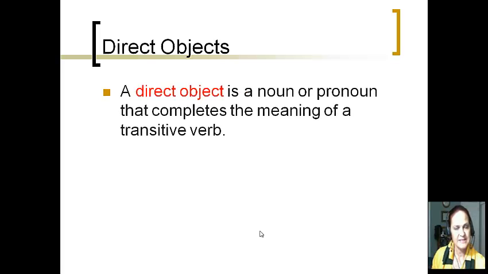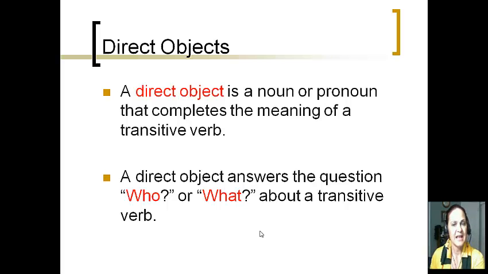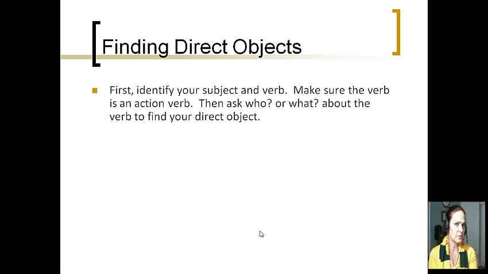Direct object is a noun or a pronoun that's in your predicate that completes the meaning of the action verb. So it is the one that receives that action. A direct object answers the question of who or what about your transitive verb. So to find a direct object, we talked about this a few weeks ago, but let's review it. To find a direct object in a sentence, you read your sentence and then you identify first the subject and then the verb, and you make sure that verb is an action verb. Once you know it's an action verb, you ask who or what. Your answer is going to be your direct object.